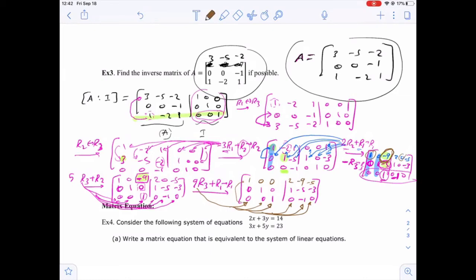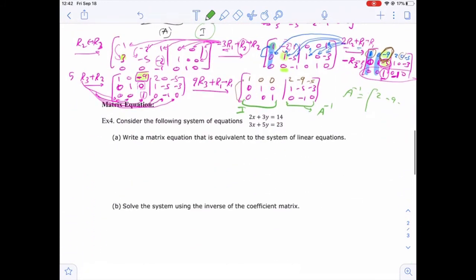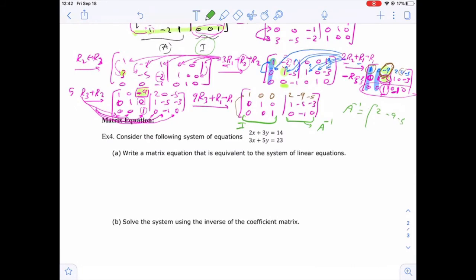And that's it. Now, as you can see here, we have the identity to the left. Instead of having the identity to the right, it becomes to the left, and the resulting matrix on the right is A inverse. So A inverse is the matrix 2, negative 9, negative 5, and 1, negative 5, negative 3, 0, negative 1, and 0.